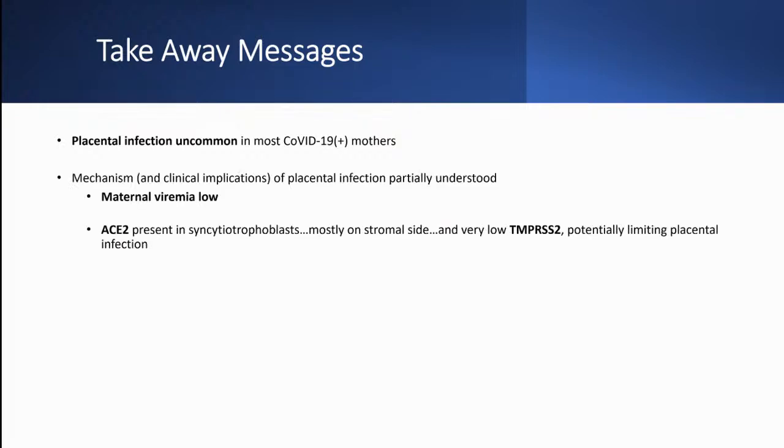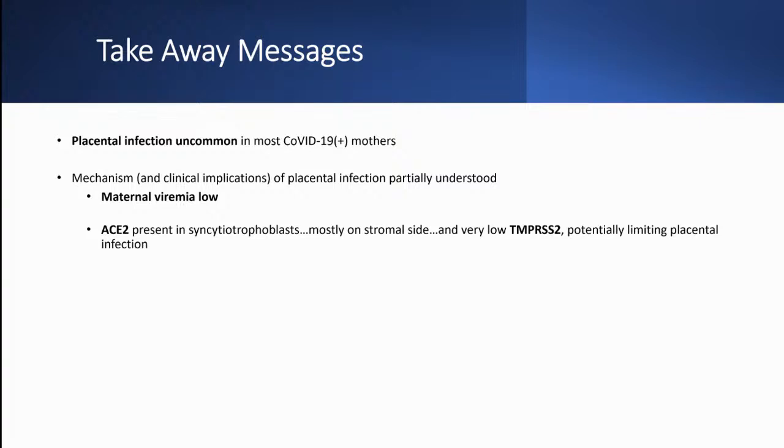So the takeaway messages are placental infections are uncommon in most COVID positive mothers. The clinical mechanisms are emerging, but not completely understood. We know that maternal viremia is low and that ACE2 is present in the cells of the syncytiotrophoblast, but they're mostly on the stromal side and TMPRSS2 is very low, and that may limit infection. So how do these women get infections?